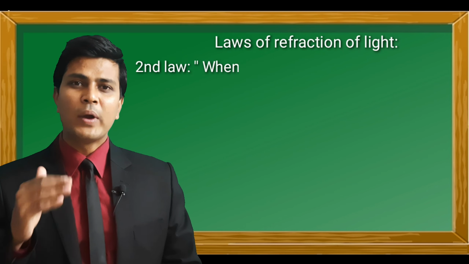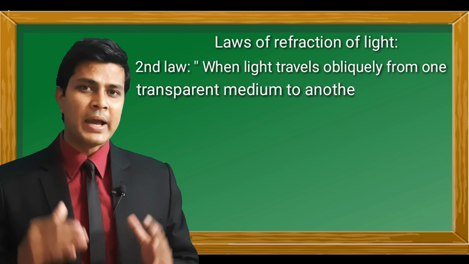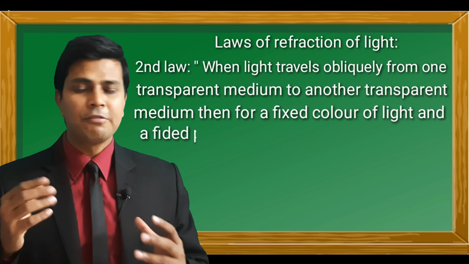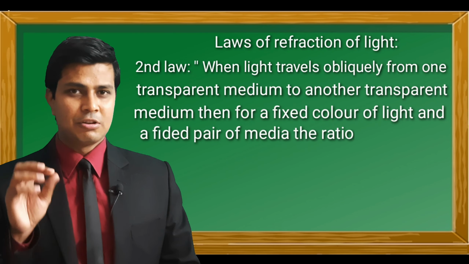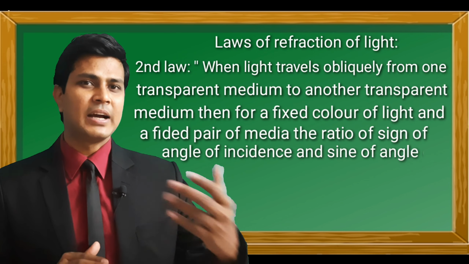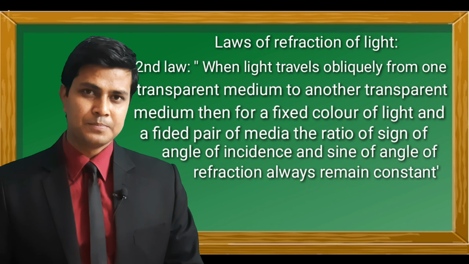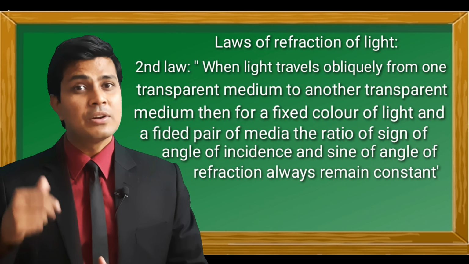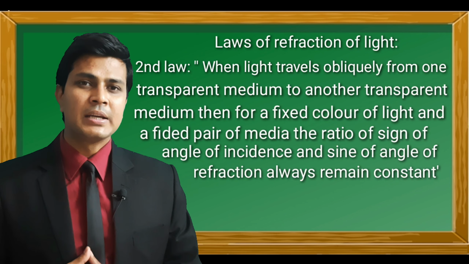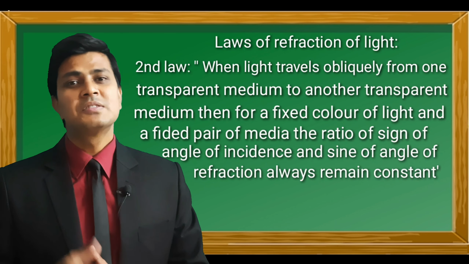And the law is: when light travels obliquely from one transparent medium to another transparent medium, then for fixed color of light and for fixed pair of media, the ratio of sine of angle of incident and sine of angle of refraction always remains constant. This constant is called refractive index. This law is given by scientist Snell and it's also called Snell's law.